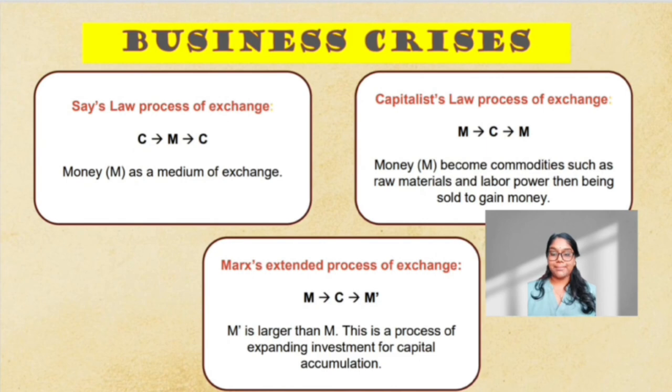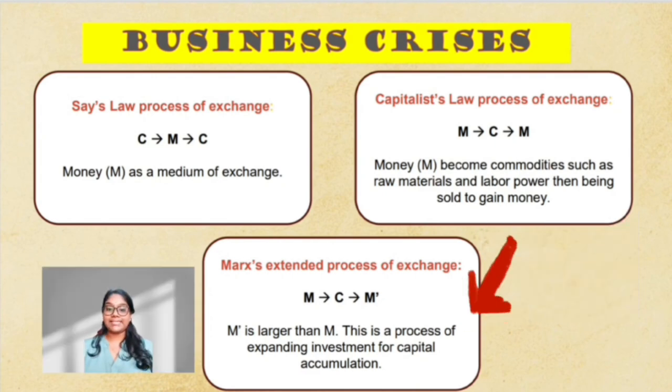Then the process of exchange becomes M-C-M under large scale capitalist production, where people buy in order to sell, instead of selling in order to buy. Money changes into commodities such as labor power, raw material and machinery. The products are then sold for money. Actually, this process doesn't make sense, hence Marx extends the process of exchange.